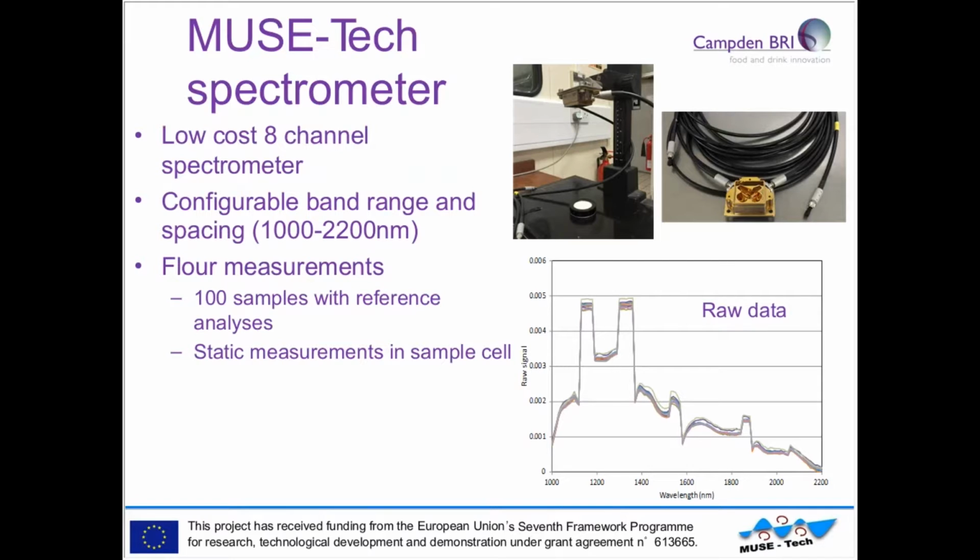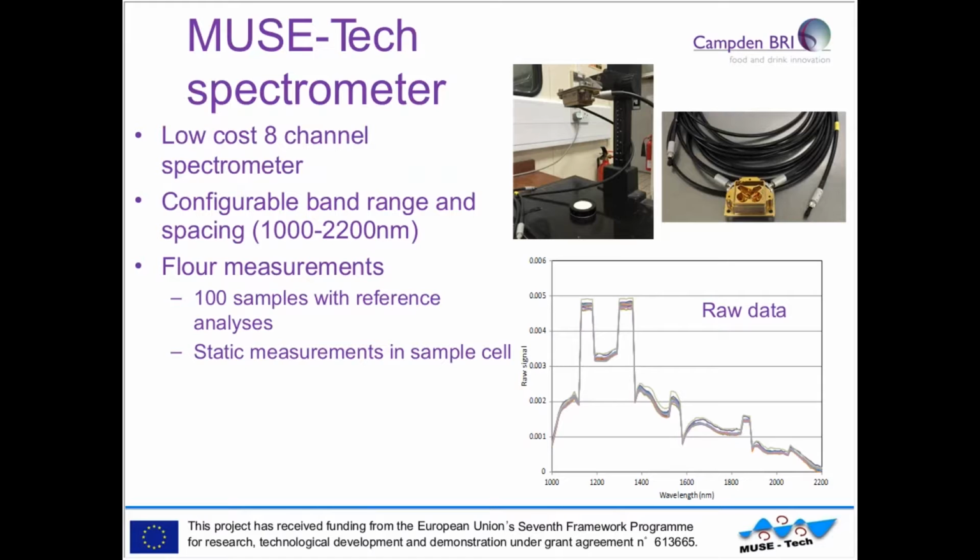The spectrometer built by VTT for this is an 8-channel spectrometer, and usually those sorts of things are expensive, but they've used a new approach that enables it to be built at a much lower cost. And it's versatile and can be configured to different band spacings and different band ranges. We're using a fairly wide range of NIR spectra for these purposes.